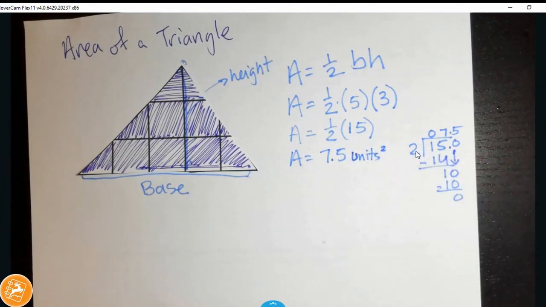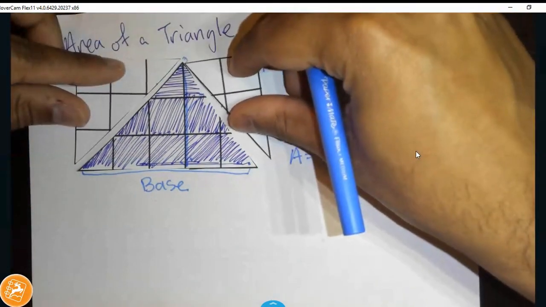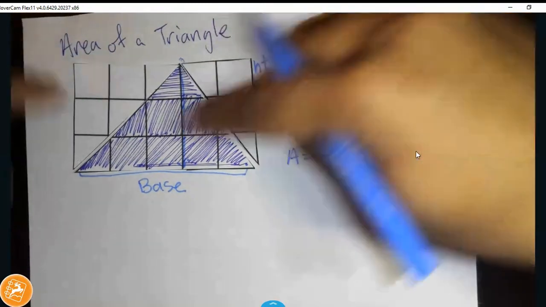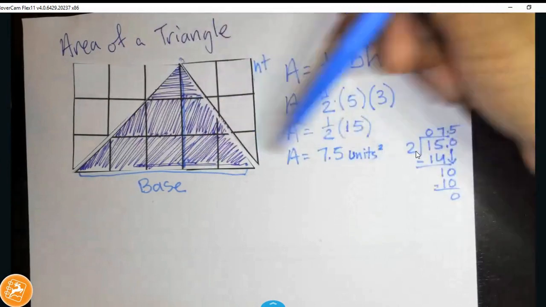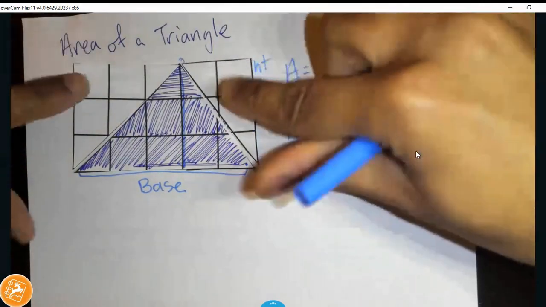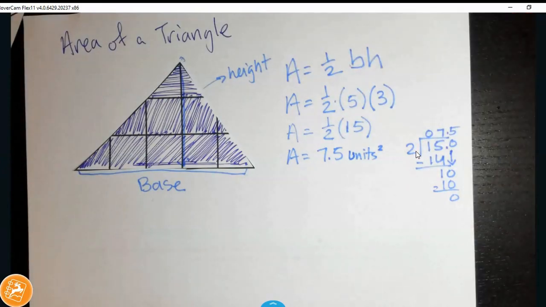We call it square units or units squared because area is two-dimensional. It's not a one-dimensional thing. Now, if you think about it, if I took this entire rectangle, we talked about in the beginning how the whole area is 15. So all I did was take this 15 and divide it by 2 because I only want half of that rectangle. Let's practice 3 more questions.